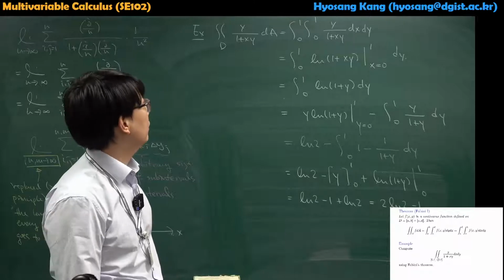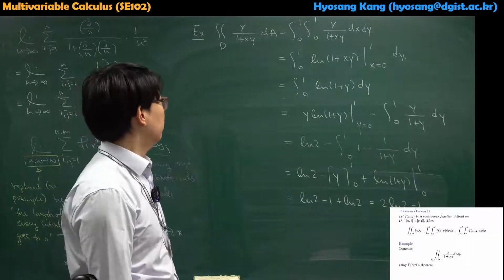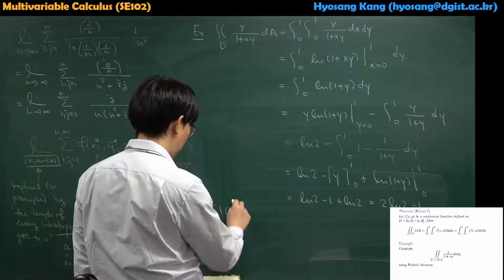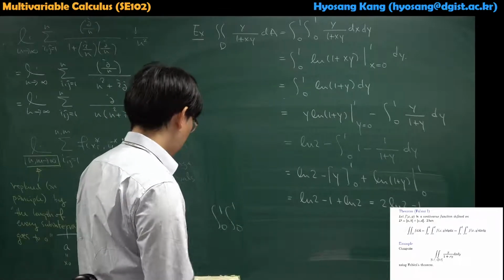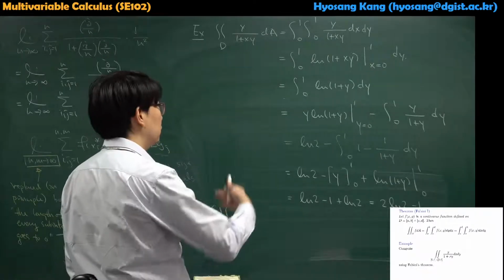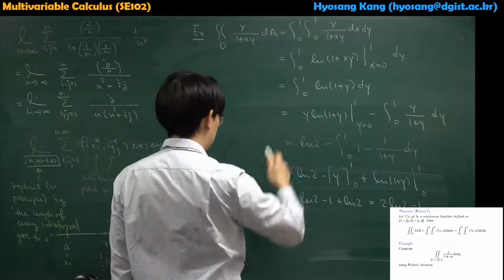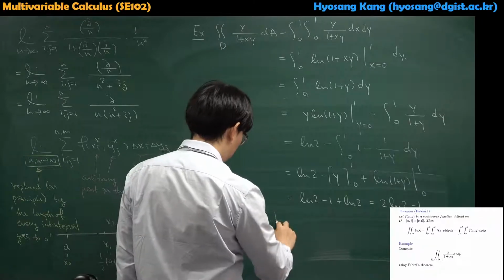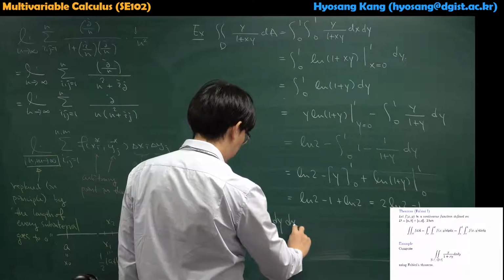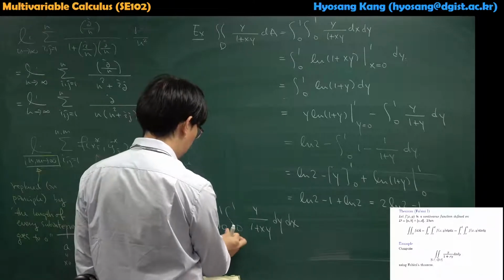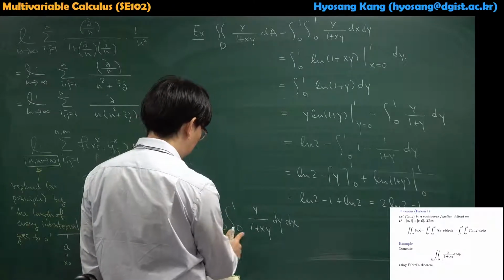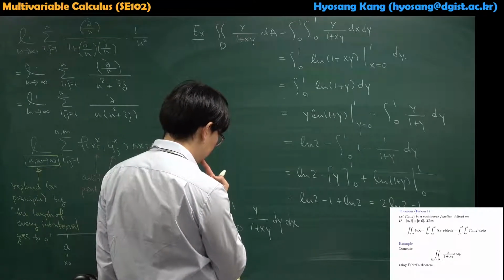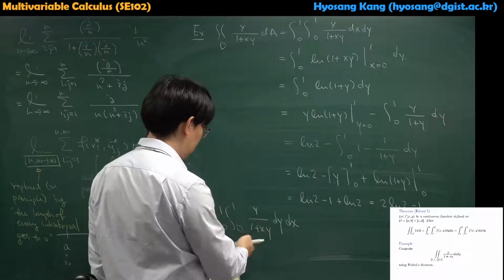So what if I take y first? I think you could do that too, because as long as you can do the integral for each step, you can always change the order of integration. So you could do y over 1 plus xy dy first and then dx. I don't have to worry about changing the limits, because the intervals are the same. It gets a little bit complicated, but you can do that.